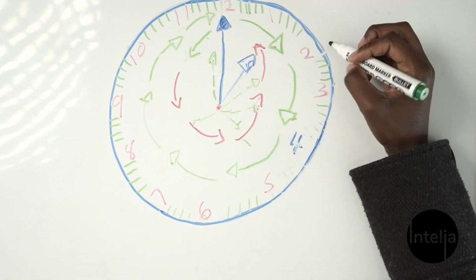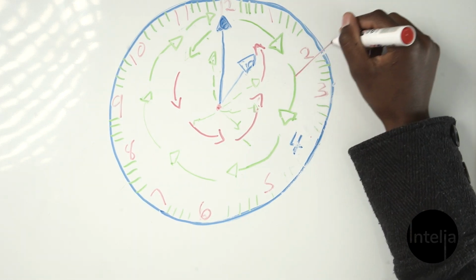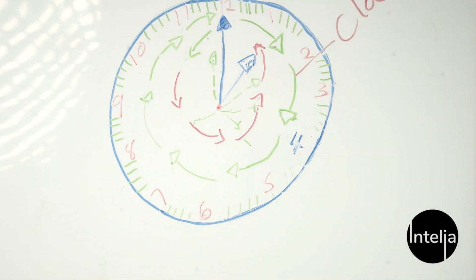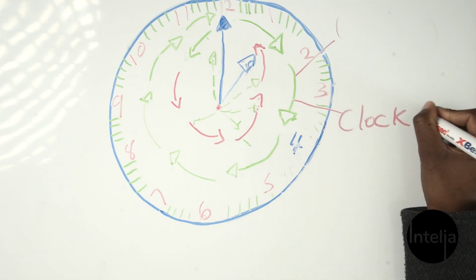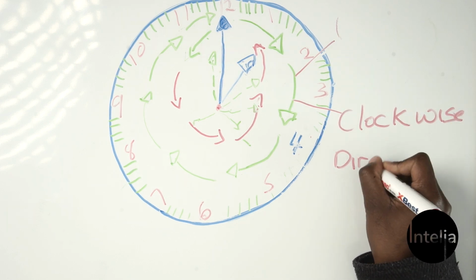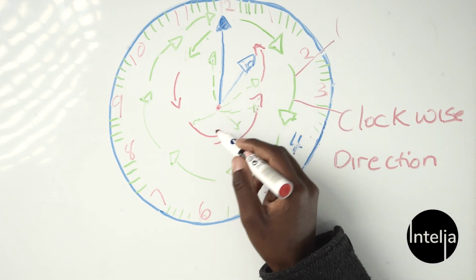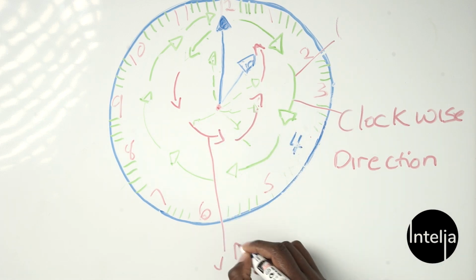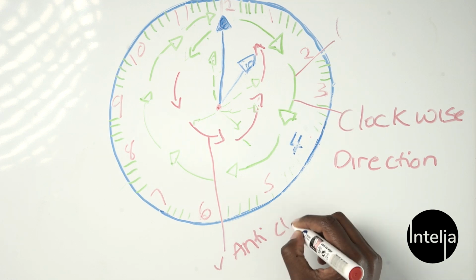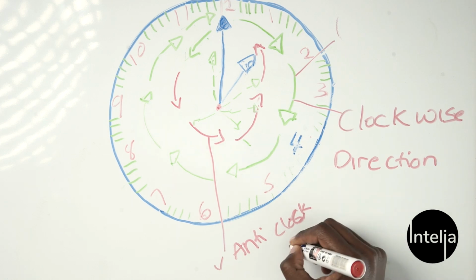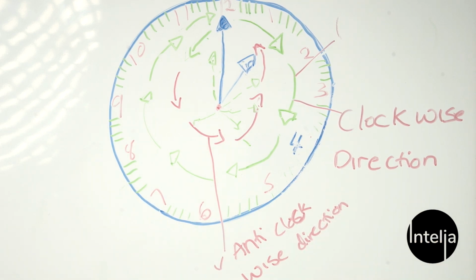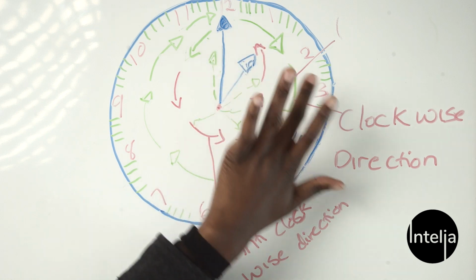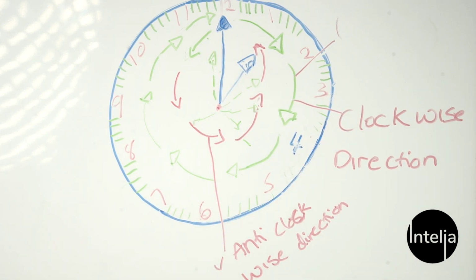So I'm going to label it here, the clockwise direction. And then these red lines in here are what we call anti-clockwise direction. And we do not count time, we do not read time using this anti-clockwise direction. We read time using the clockwise direction all the time, no matter what.